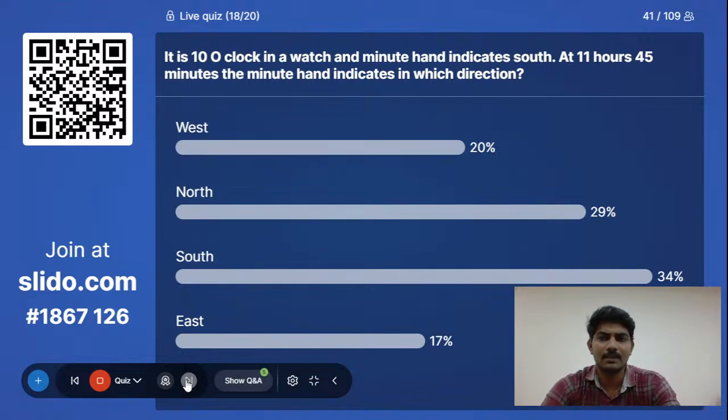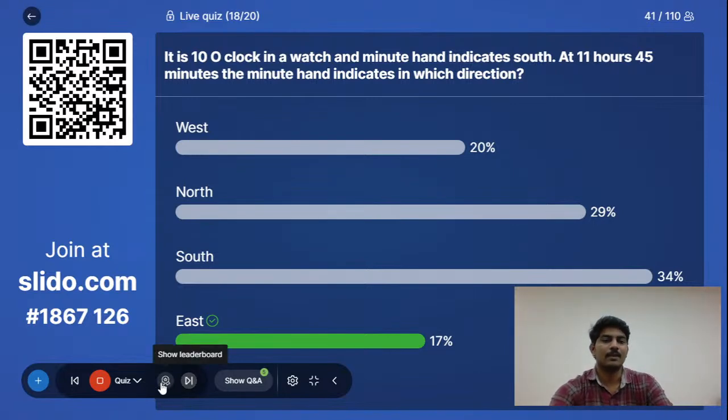We are receiving responses: 34% of the students have answered the question as south, 29% have answered north, 20% have answered west, and only 17% have answered east. Let's see what the correct answer is. The correct answer for this question is east. This time 34% of the students were mistaken and answered south, but unfortunately that is the wrong one. The correct answer is east.